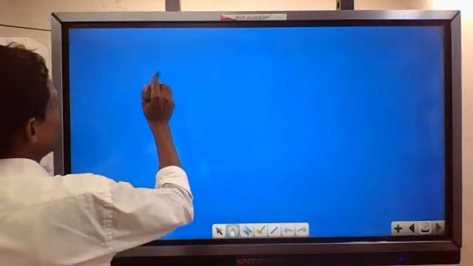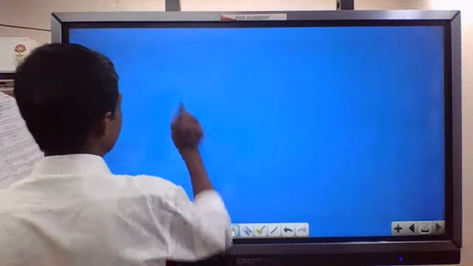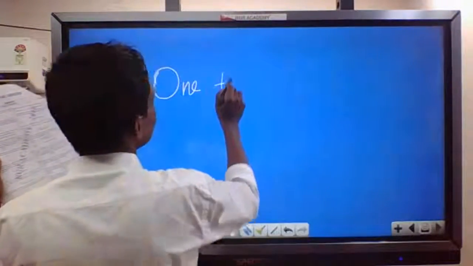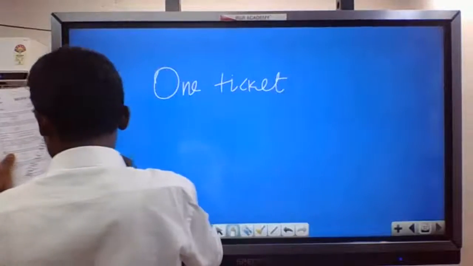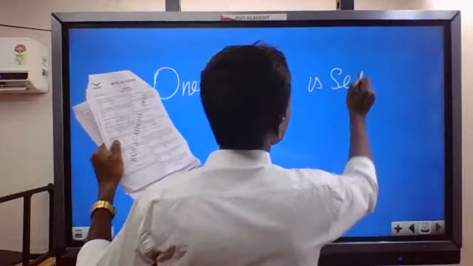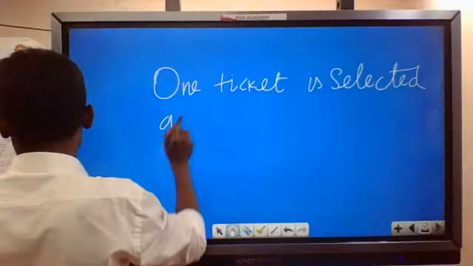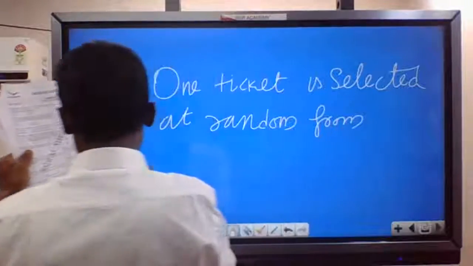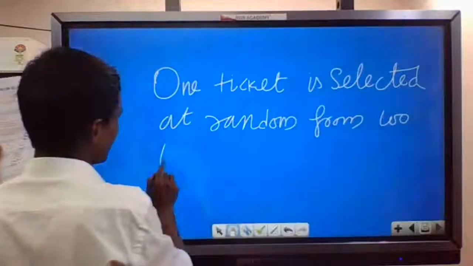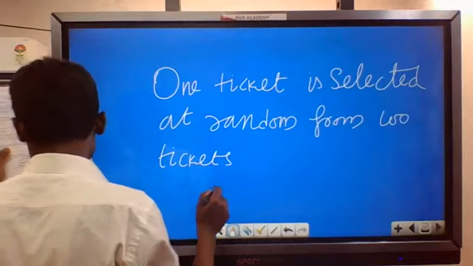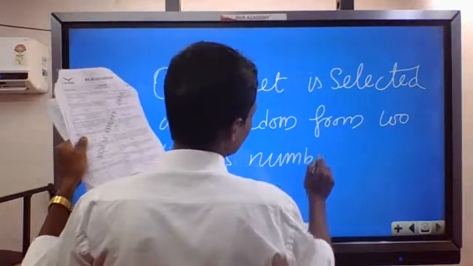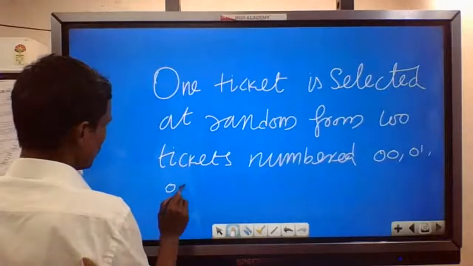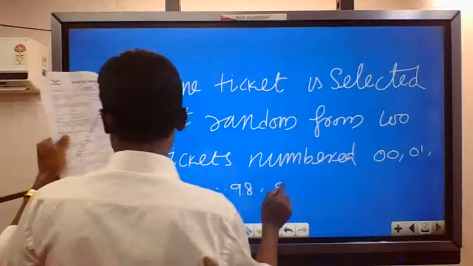Right now, one ticket is selected at random from 100 tickets, numbered 00, 01, and 02, dot dot, 98, 99.